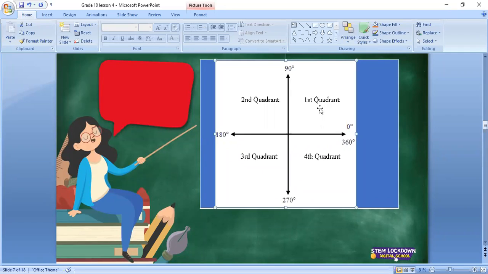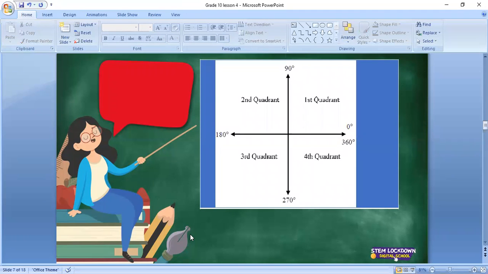So CAST: A here means all three ratios, sine, cosine, and tan, are positive. The second quadrant, which has S, means only sine is positive, but the rest are negative. The third quadrant has T, which means only the tangent of the angle is positive, but the cosine and the sine will be negative. The fourth quadrant has the letter C, which stands for cosine. That means only the cosine of the angle will be positive, the sine will be negative, and the tan of such an angle will be negative.